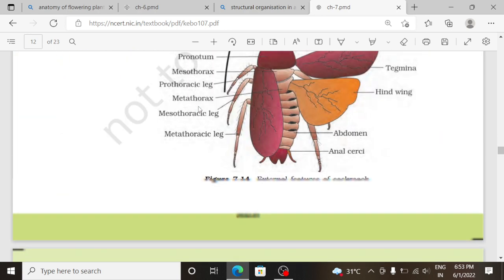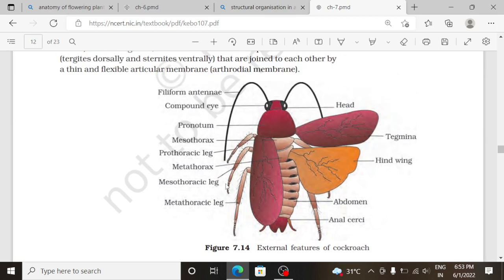Then you can see the diagram of the external features of cockroach. So this is filiform antenna, this is compound eye, pronotum, mesothorax, prothoracic leg, metathorax, mesothoracic leg, metathoracic leg, anal cerci, abdomen, hind wing, tegmina, and head.